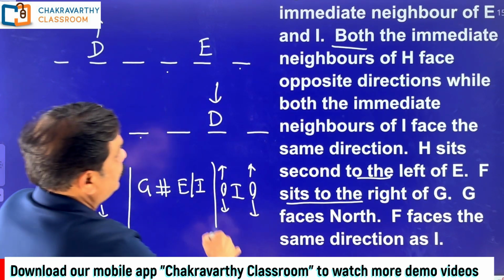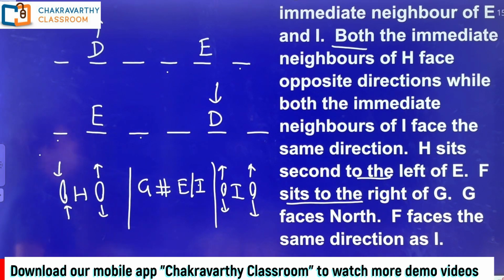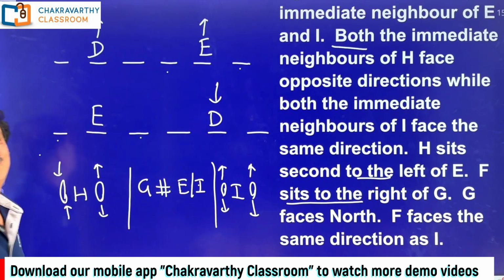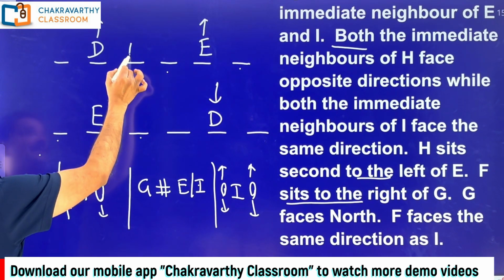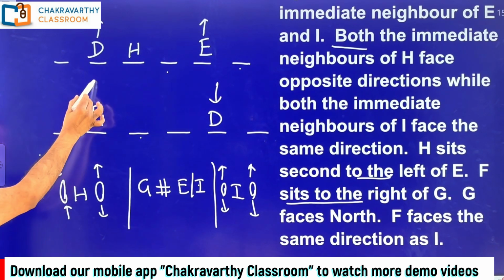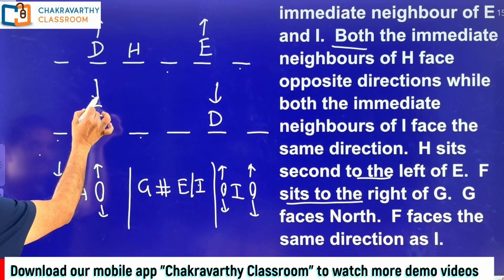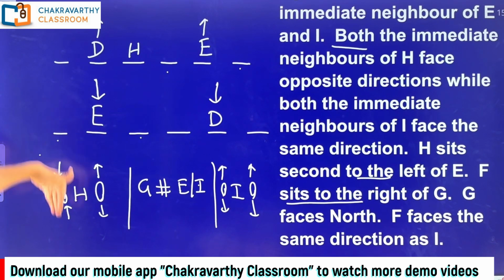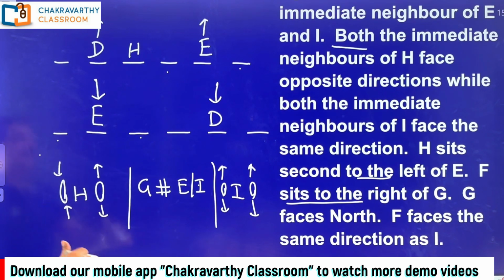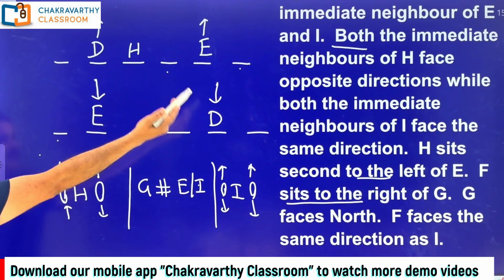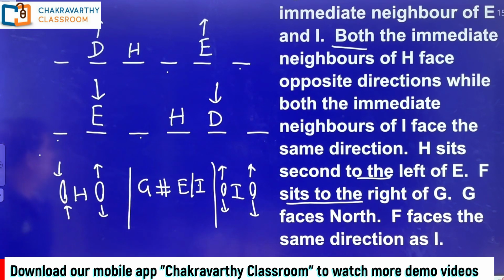Okay, now go for the next one here. H sits second to the left of E. They have given a direct placement. H sits second to the left of E means E must face south only. Only then the first and second places can be given to H. As far as this arrangement is concerned, to fulfill this condition, E must face south only, because this is the left side and this is the right side when E is facing south. Now they have given second to the left of E. Left of E means this only, it should be H.